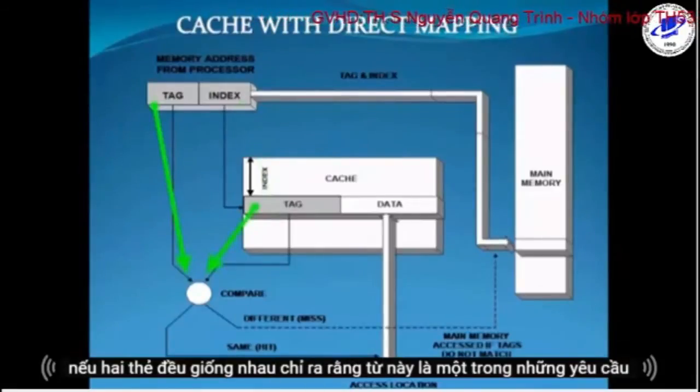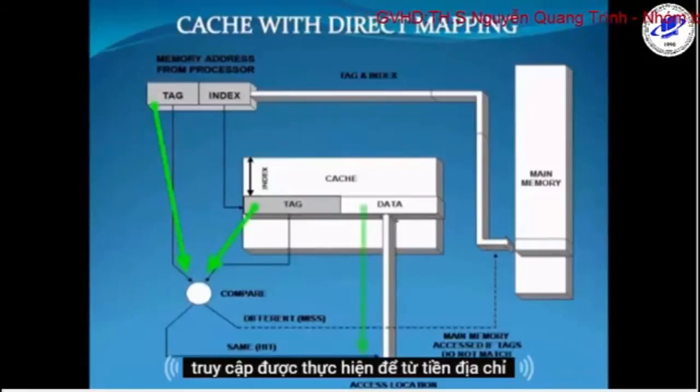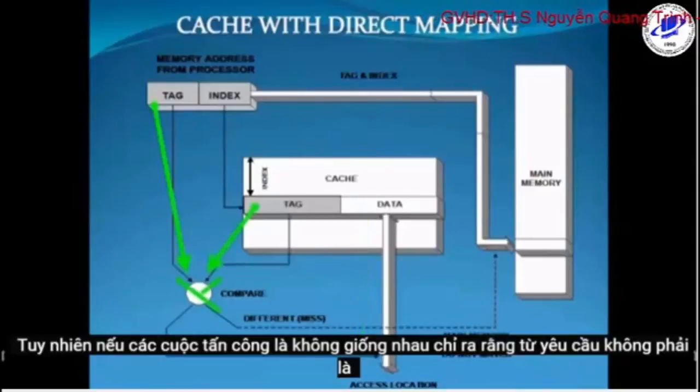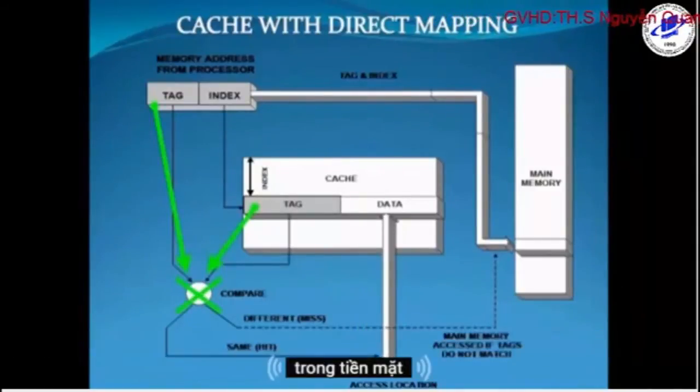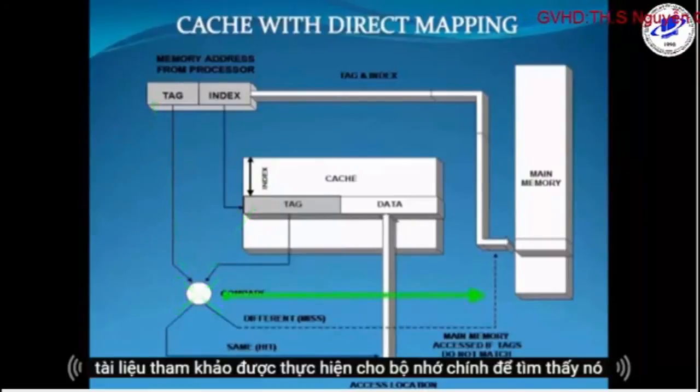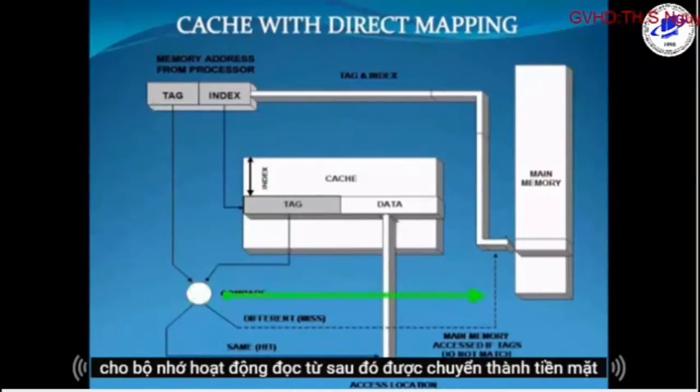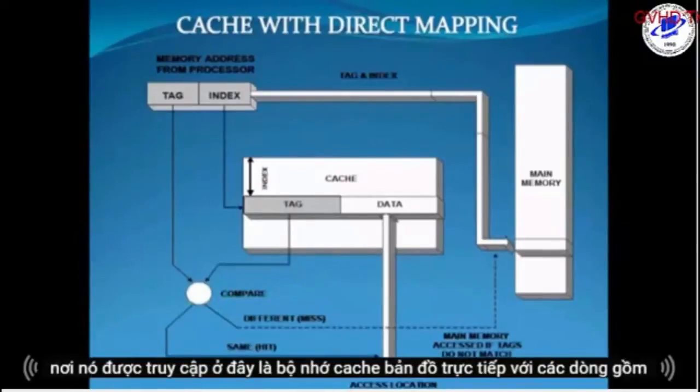If the two tags are the same, indicating that the word is the one required, access is made to the addressed cache word. However, if the tags are not the same, indicating that the required word is not in the cache, reference is made to the main memory to find it. For a memory read operation, the word is then transferred into the cache, where it is accessed.